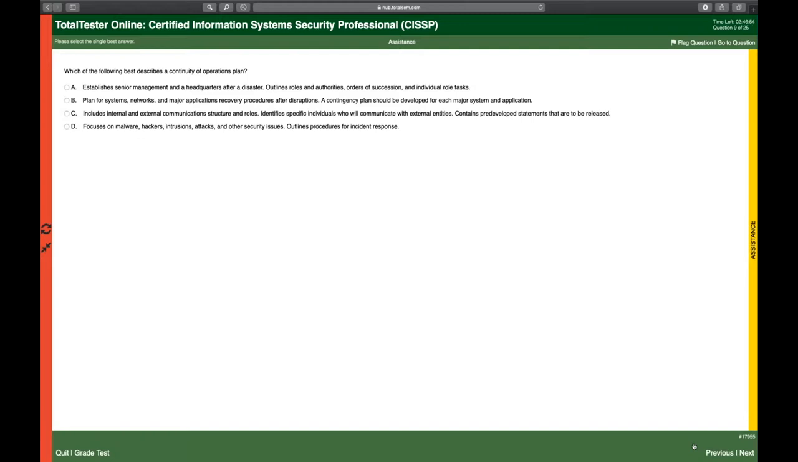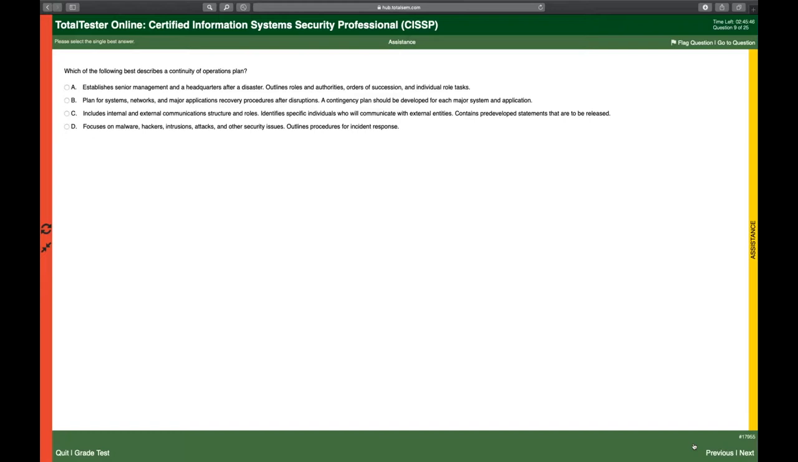Number 9, which of the following best describes a continuity of operations plan? That is your COOP. All right, anybody ready? I'm ready. All right, go for it. I think it's Charlie. Anyone else? I'm thinking more like Alpha. Yeah, I was thinking A or C, but D is definitely out, and B says, that looks like a disaster. It's not Alpha. It's either B or C.